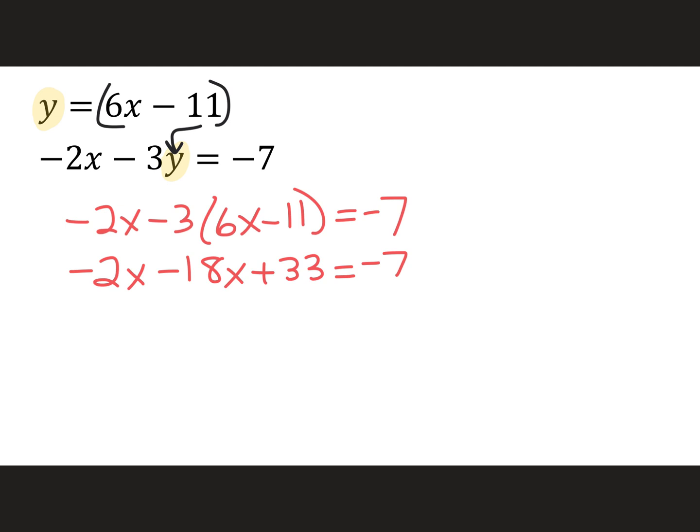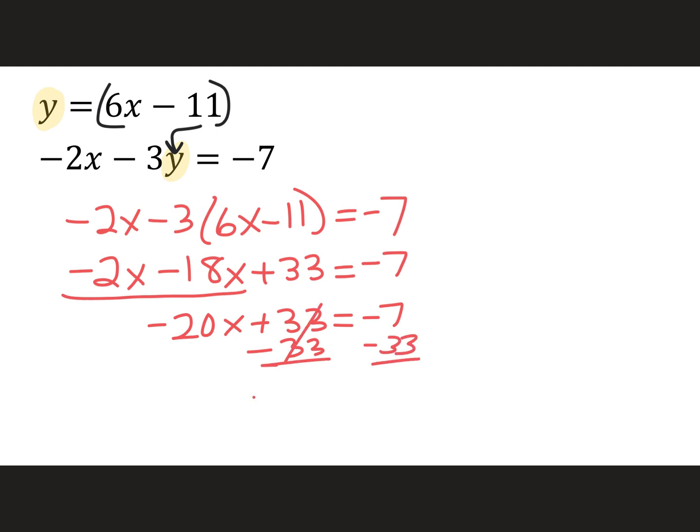All right, let's combine like terms here. That will give me a negative 20x plus 33 equals negative 7. Let's get rid of the 33. All right, we're going to get a negative 20x equals negative 40. This is becoming easy all of a sudden. Divided by negative 20, divided by negative 20, x equals positive 2.